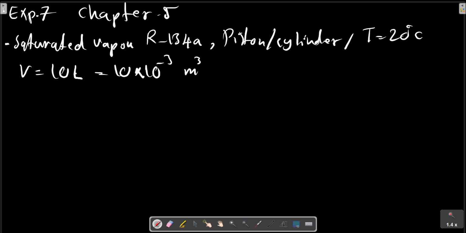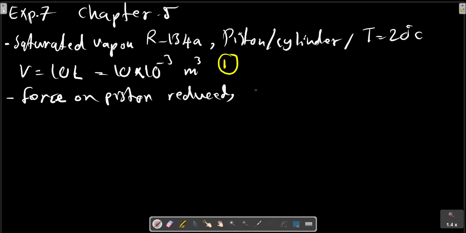The external force restraining the piston is now reduced, allowing the system to expand. So we can name this point state 1, and state 2 is where the pressure decreases, or the force restraining the piston is reduced, allowing the system to expand to V2 equals 40 liters.